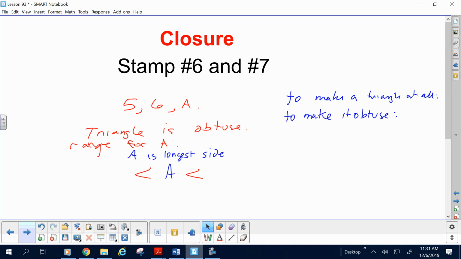Wait, what are you doing? You were switching. It doesn't make sense. They can't be more than 11 and less than 61. It's less than 11 to make a triangle. So it's not too big, but greater than 61.